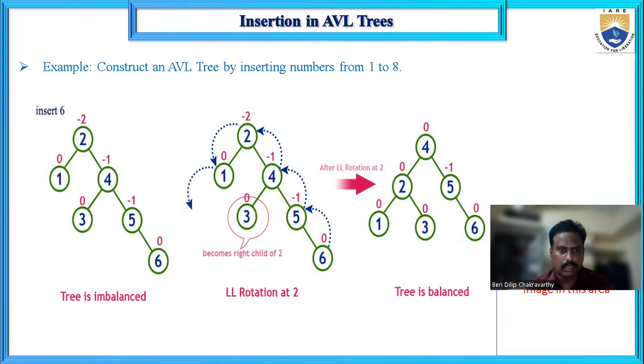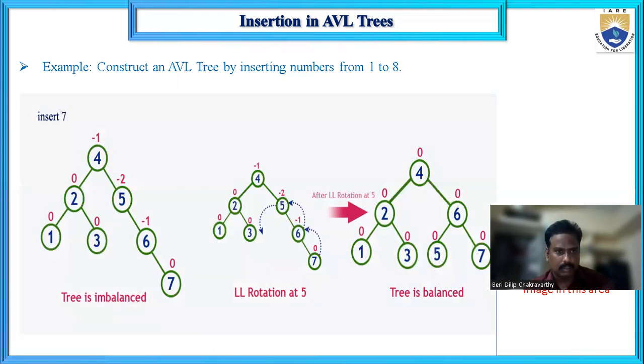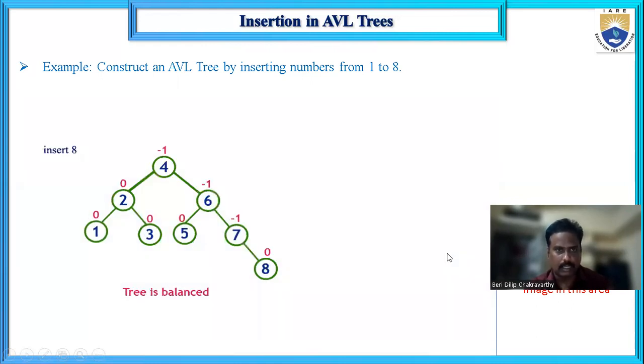Similarly, then insert 7. The tree is imbalanced here, so I'll perform LL rotation. 6 comes here, the left child of 6 will be 5, and the right child will be 7. So I got the same thing, and now it is balanced. Now try to insert 8. If I insert 8, nothing happens. The tree is already balanced. So this is about insertion in an AVL tree.